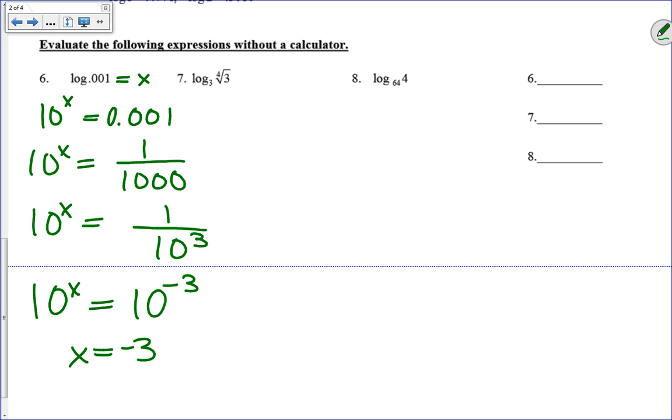Okay? So all we got to do on these, when we see something in log form, we automatically know that we can take that into exponential using a couple fun tricks, right? Okay, so we have this log base 3 of the 4th root of 3.